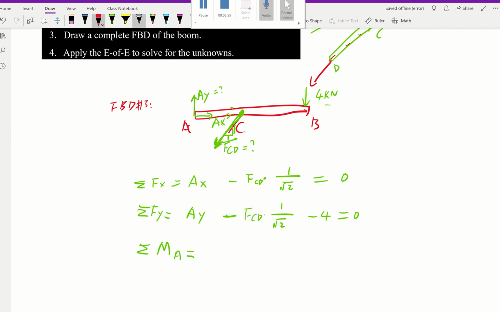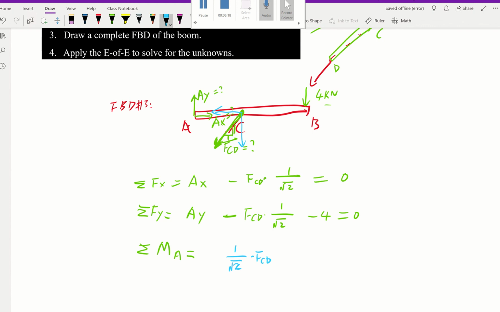Now let's look at FCD. FCD, our X component, is right here, right? Y component is here. The X component also goes through point A, so that's equal to 0. Then we just need to look at the Y component. That's the force, right? 1 over square root 2 times FCD.